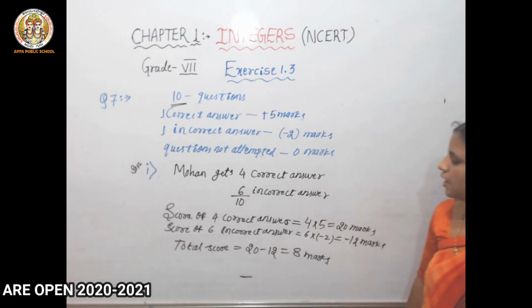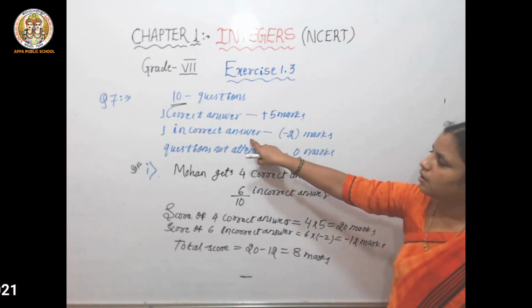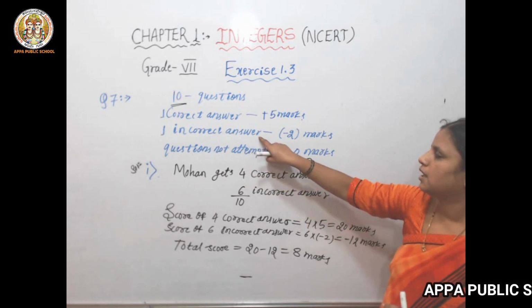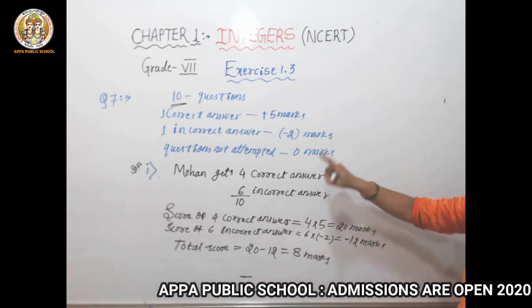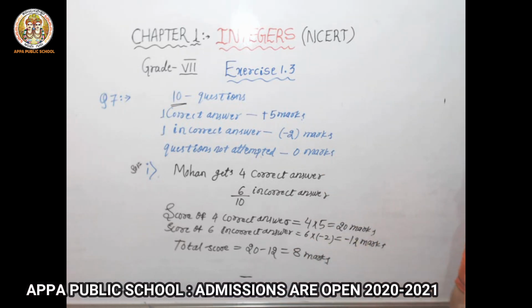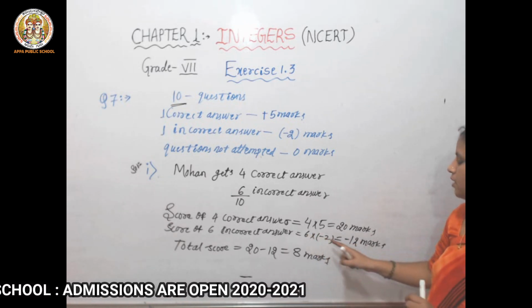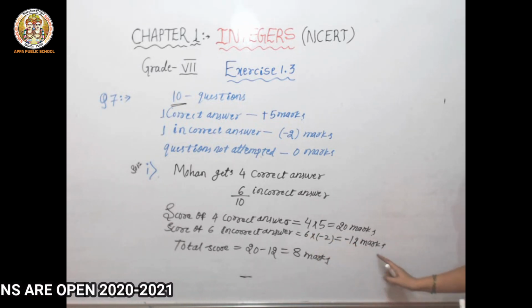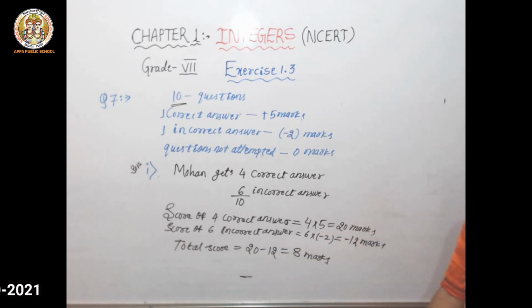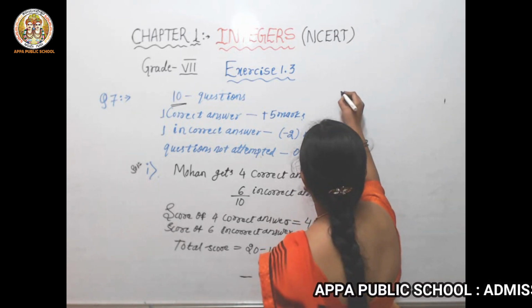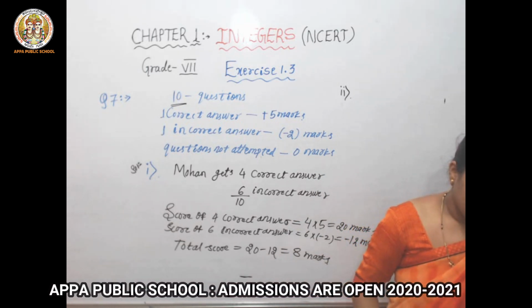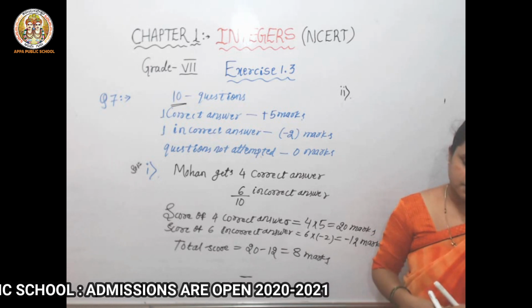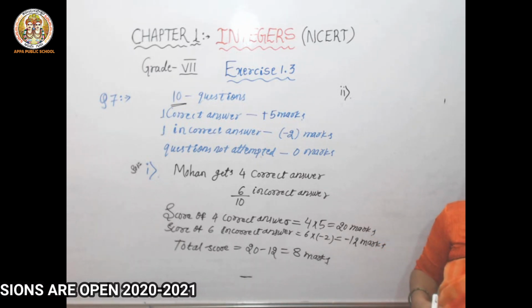And the score of 6 incorrect answers. For 1 incorrect answer we are giving -2 marks, and for 6 incorrect answers we just multiply, 6 into -2, which is minus 12 marks. Then the total score is 20 minus 12, equals 8 marks. This is the first one. And here, as I said, we have 3 sub-questions. The second one is Reshma, who gets 5 correct answers and 5 incorrect answers.